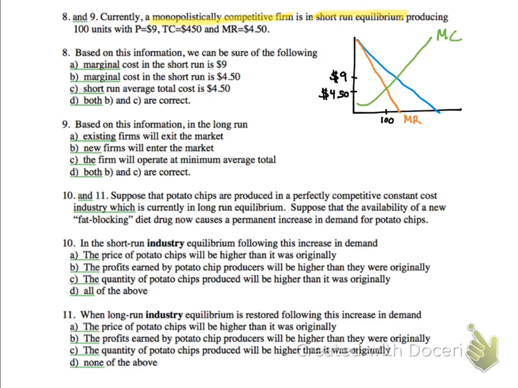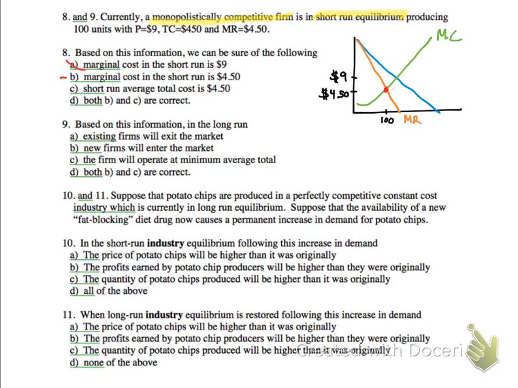So now let's look at the choices here. Marginal cost in the short run is $9 or $4.50. If it were at $9, it would be here, but since it's a monopoly, they're going to produce along the marginal revenue curve. So the marginal cost will actually be at $4.50. So it's not A, and it is B.